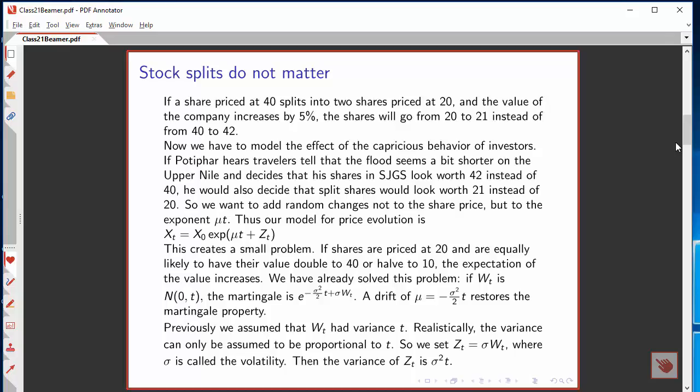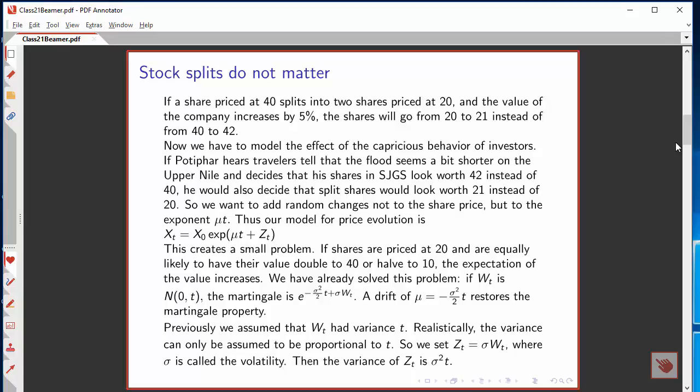And our model is going to be that x sub t, the share value at time t, is equal to x naught, the value at x0, multiplied by the exponential of mu t, a drift which is purely deterministic, plus z sub t, a random component.